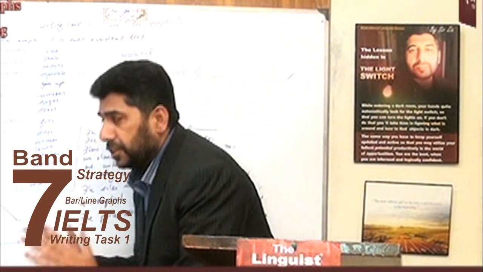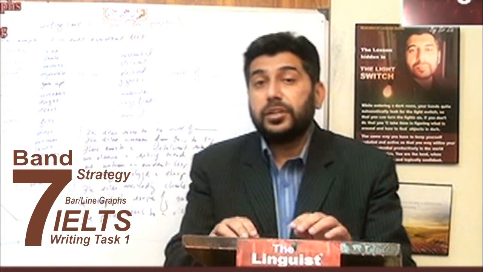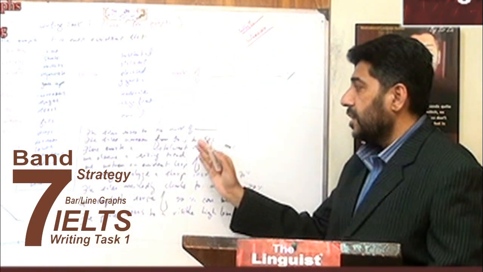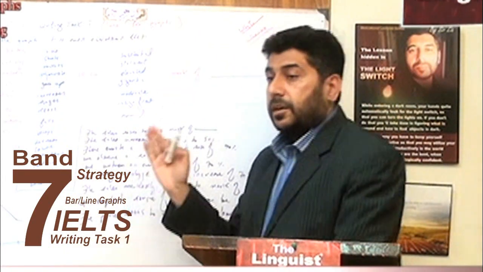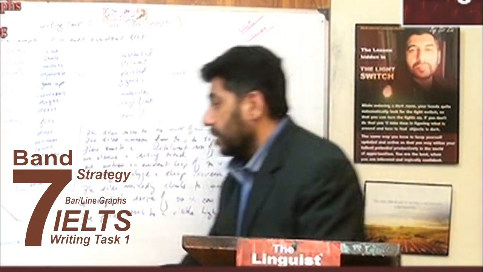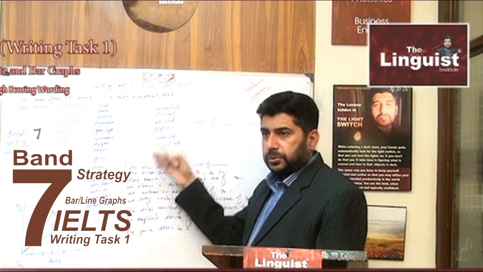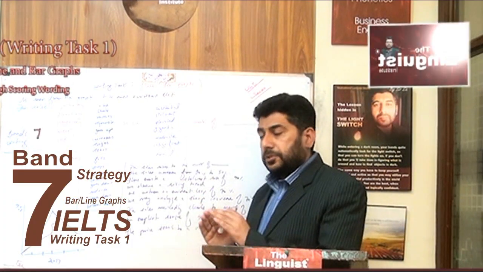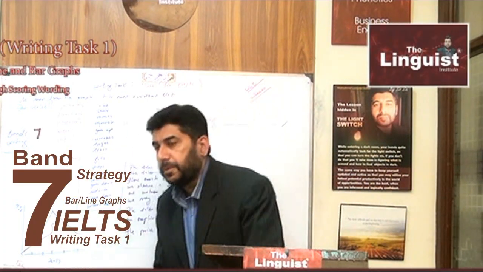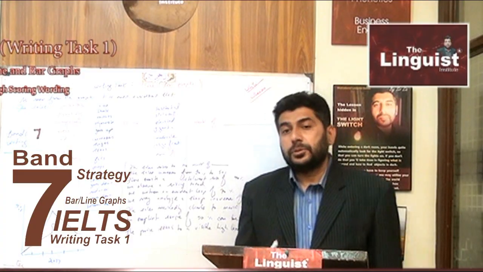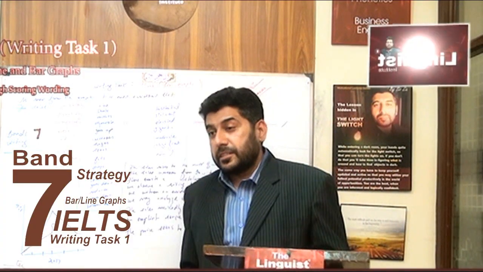And if you are using a double line or double bar graph, then you can use connectors like this: while, whereas. As seen from the graph, it is well evident that the sales rise to the mark of dash, whereas the sales of cold drinks go down or narrow down to the level of 5%. So that's how you can do lots of experimentation and ensure that you really get band 7.